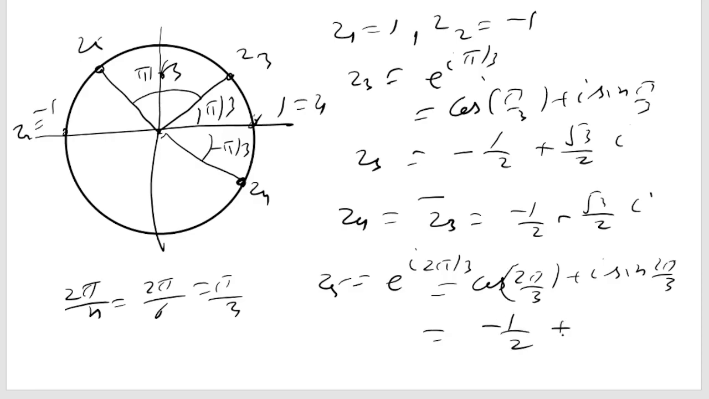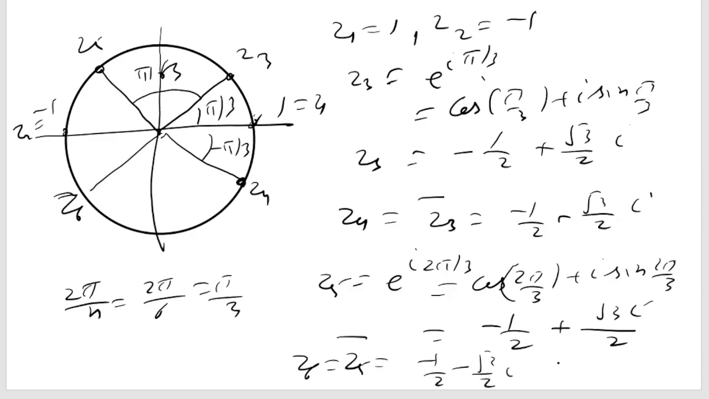Minus half plus root 3 i by 2. Okay, and what about this sixth root? The sixth root is the conjugate of the fifth, that is minus half minus root 3 by 2 i. Got it? So this is how we can find all the six roots.